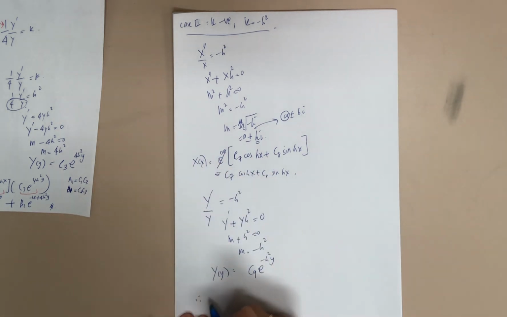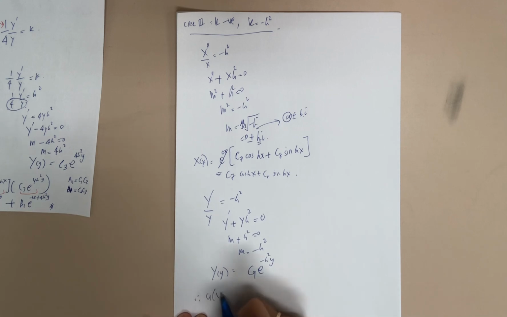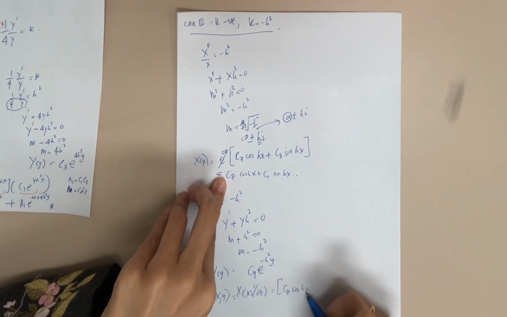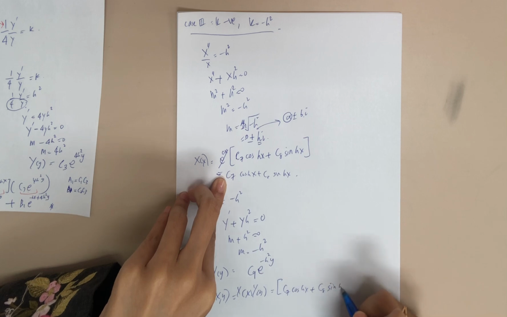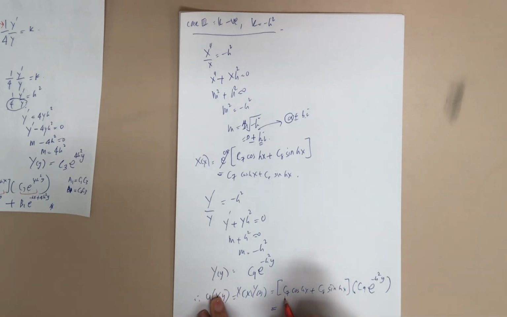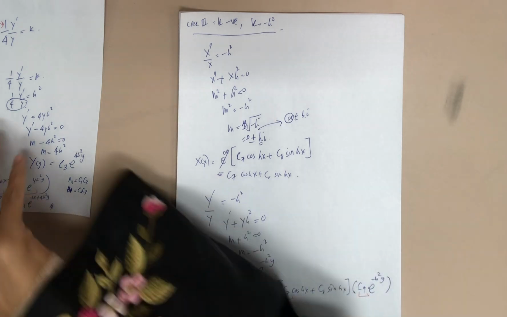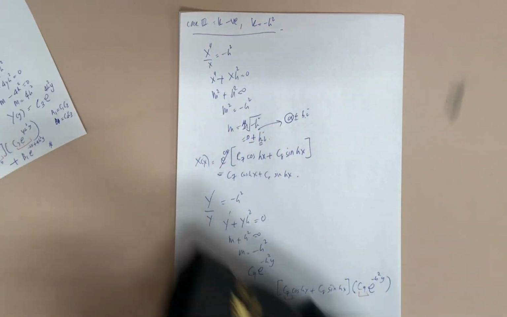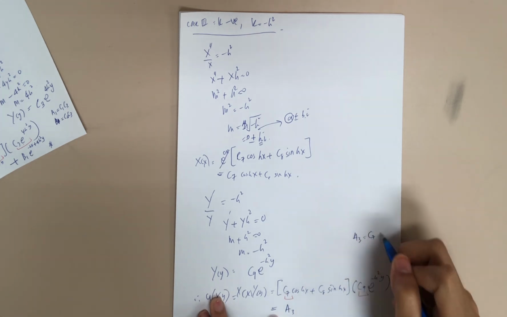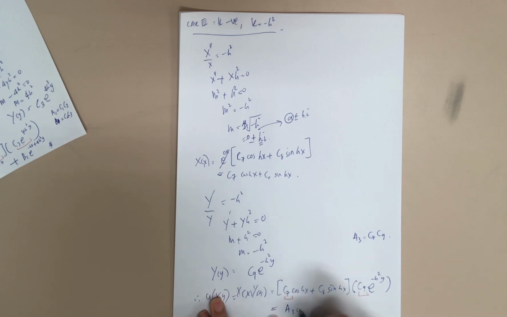Okay, so the final answer for this one will be u(x,y) equals X(x) Y(y). Therefore your X here is C7 cos lambda x plus C8 sine lambda x, times C9 e to the negative lambda square y. You did the same thing, C7 times C9. We stopped at B2 just now, right? So now this one will be A3. A3 is equal to C7 times C9, so A3 cos lambda x e power of negative lambda square y.